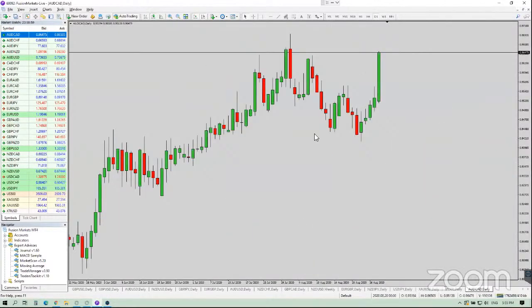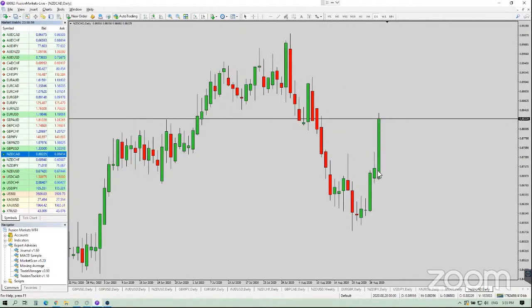Here's a daily chart of the Aussie CAD. Aussie is pummeling the CAD. Here's a daily chart of the Kiwi CAD. The Kiwi CAD is rallying. What else did you want me to compare it to? Oh, just anything. I just wondered why you chose the CAD, because the pound is kind of on fire anyway.